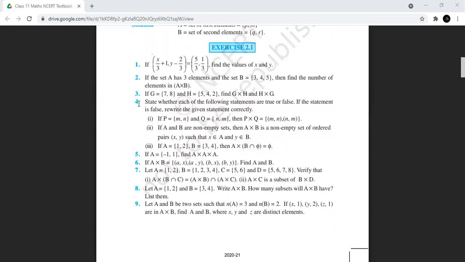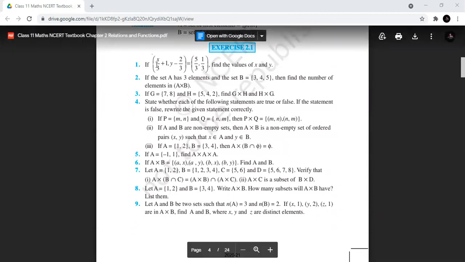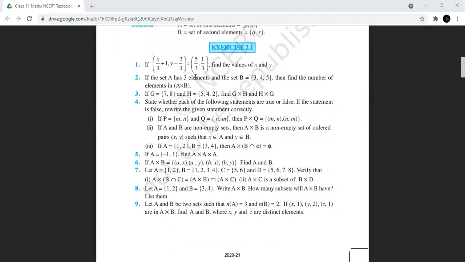All right. So the first one is again comparing the ordered pair. Okay, so you can do your calculation there. You will equate x upon 3 plus 1 equal to 5 by 3. So obviously 1 goes to the other side. So x by 3 is equal to 5 by 3 minus 1. Taking the LCM, that becomes 2 upon 3. So 3 and 3 cancel, and x is equal to 2.